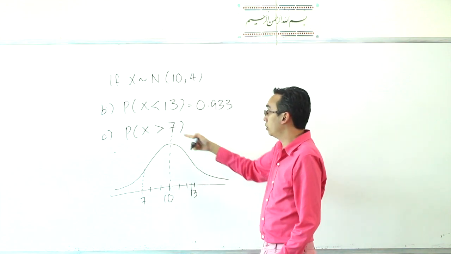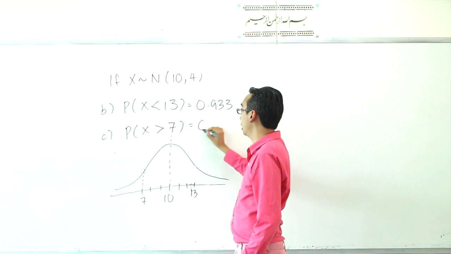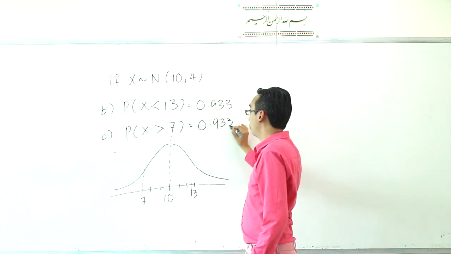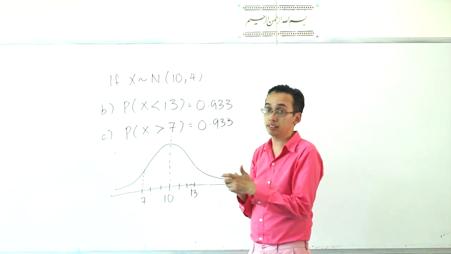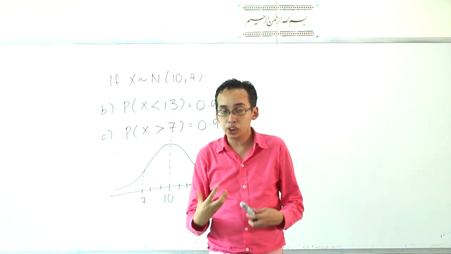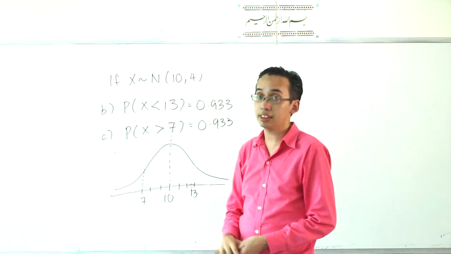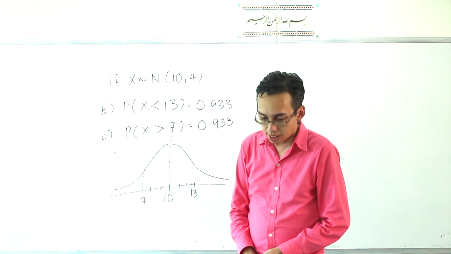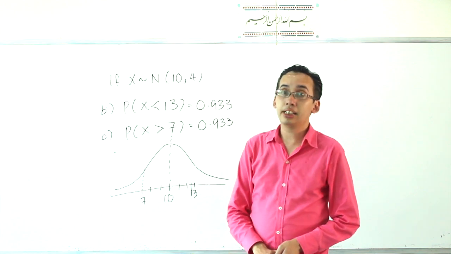So what they want to teach you is that probability X more than 7 is actually the same as 0.933, the same as probability X is less than 13. They just want to teach you a shortcut instead of calculating it. We'll look at example 10 after this.